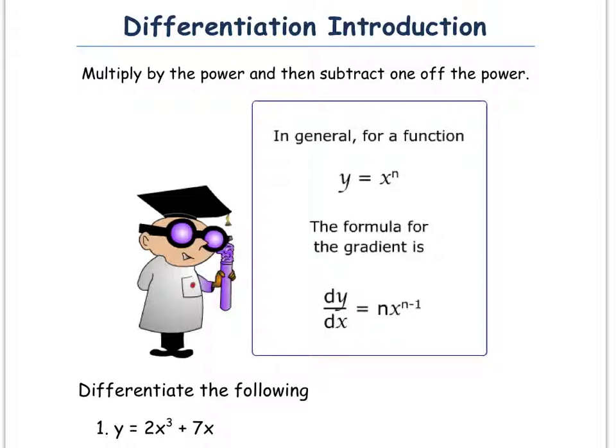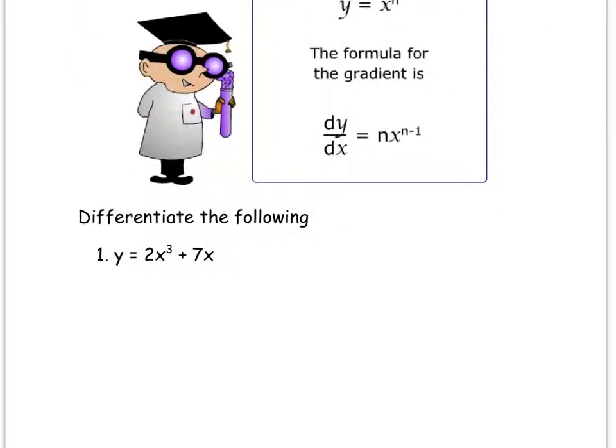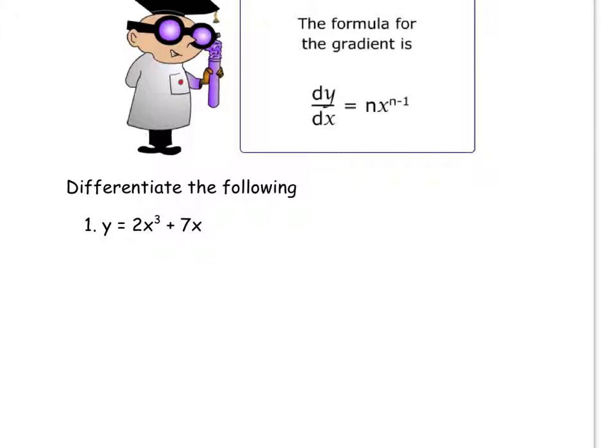And the easiest way of describing doing differentiation is you multiply by the power and then subtract 1 off the power. So in general, for a function y equals x to the power of n, the formula for the gradient is dy by dx is n times x to the power of n minus 1. And this is found because you times by the n and then you subtract 1 off the power, so n minus 1. So let's have a look at some easy examples for differentiation.